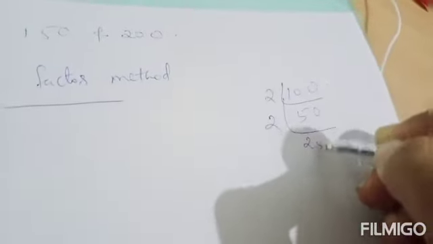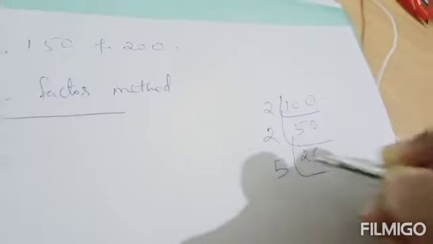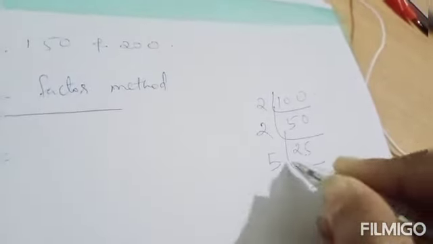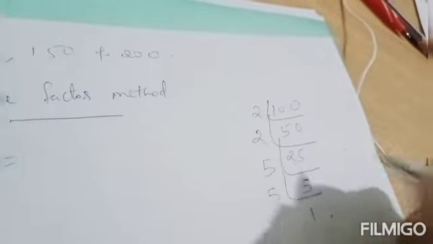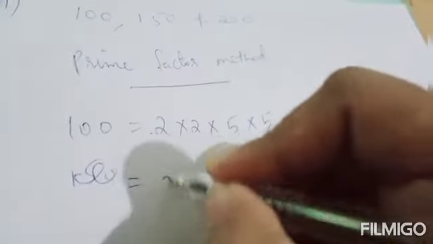So first 100. 100 you can divide by 2, you will get 50. 50 you can divide by 2, you will get 25. 25 by 5, it is 5. 5 by 5, 1. Okay, so 2 into 2 into 5 into 5, which is 2 square into 5 square. Okay, this is in index form. The prime factorization of 100 is 2 square into 5 square.